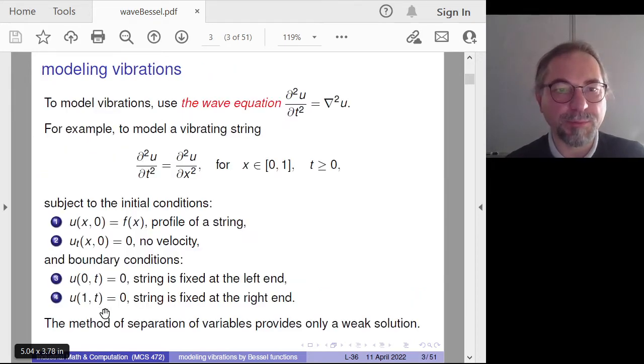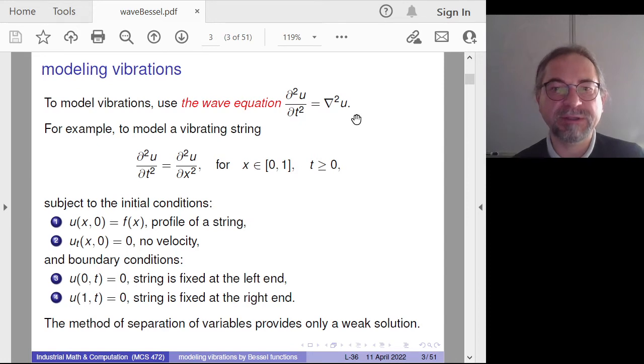Okay, so what is our problem? What do we study? We study a model of vibrations for which the wave equation is one of the typical equations. So we have the second derivative with respect to time, and at the right we have the Laplacian. The Laplacian in one dimension simplifies to the second partial derivative with respect to space.